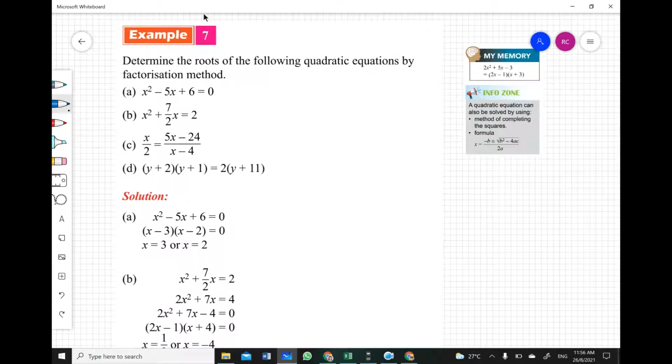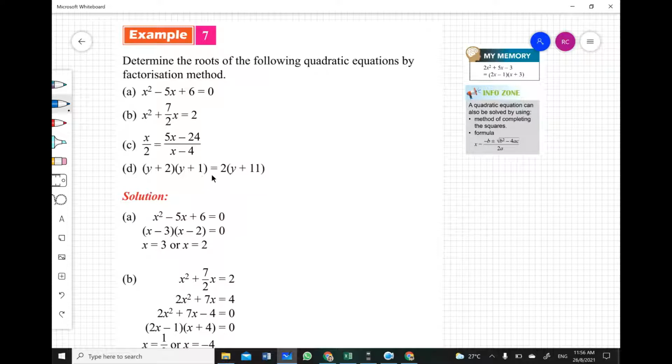Okay, this example, they ask you to determine the root of the following quadratic equation by factorization method. So this one you already know how to factorize. If you look at the solution, the first one, x squared minus 5x plus 6 equal to 0. So you factorize it, and then you are going to get the roots, x equal to 3, x equal to 2. Okay, so this is the one that just now somebody asked me what is quadratic equation. So this is a quadratic equation. It is equal to a value.